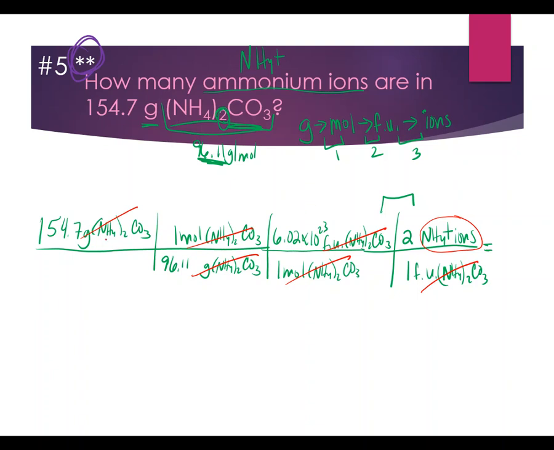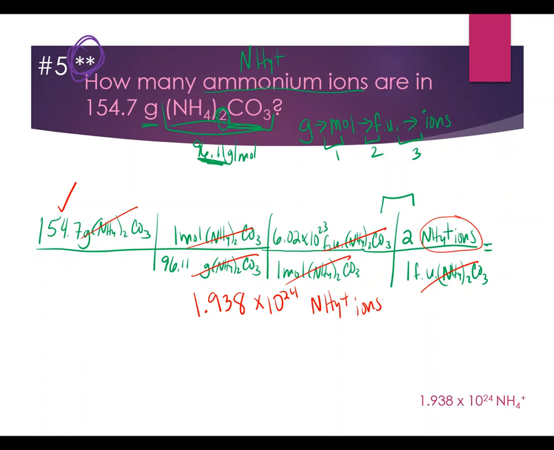So we end up here. This has 4 sig figs, so I'm going to go with 4 in my answer. I'm getting 1.938 times 10 to the 24 ammonia ions as my final answer. Very good. Just add on that extra step to go between formula units and ions.